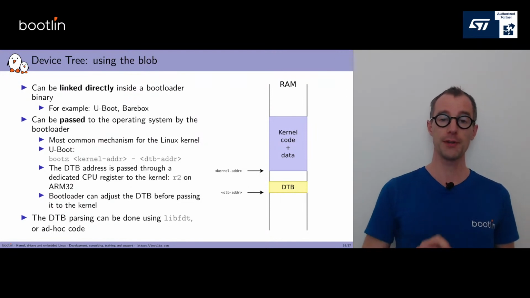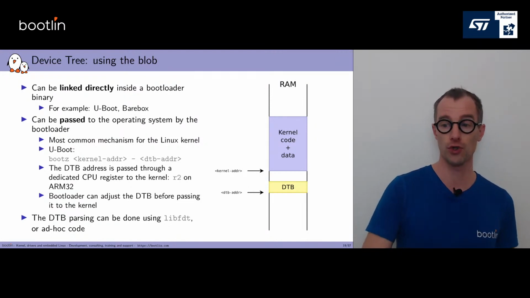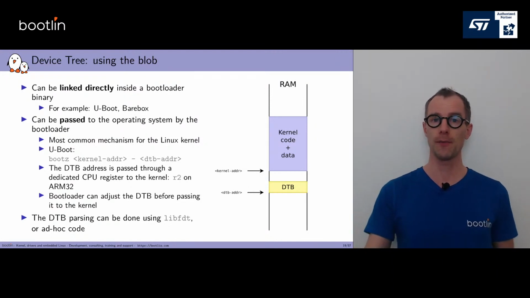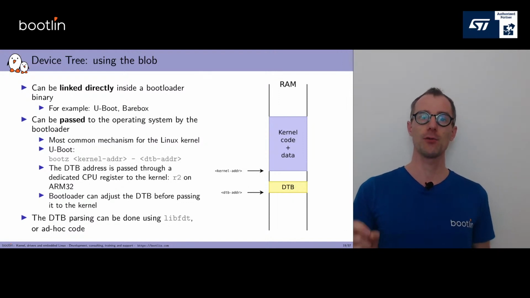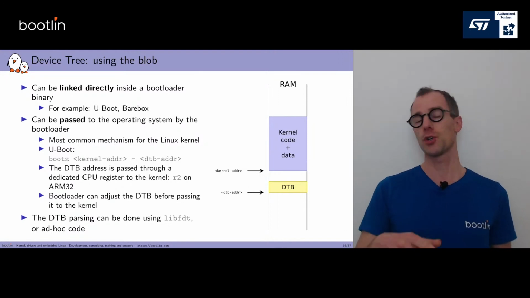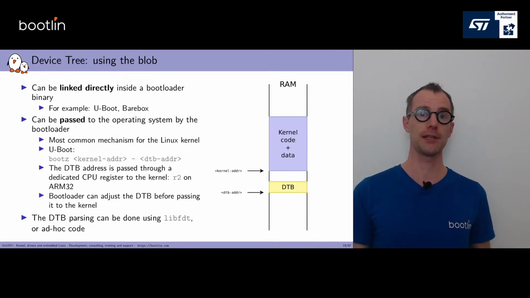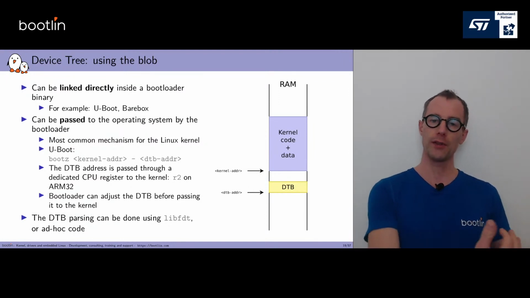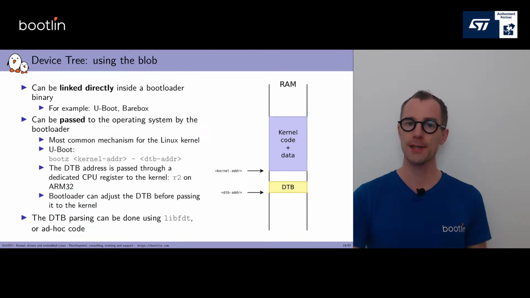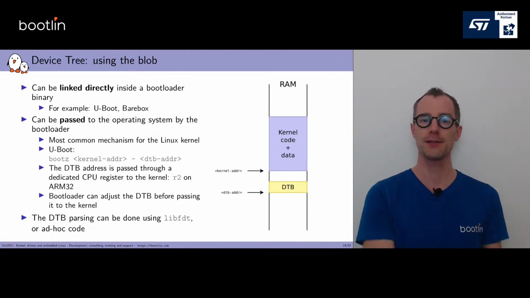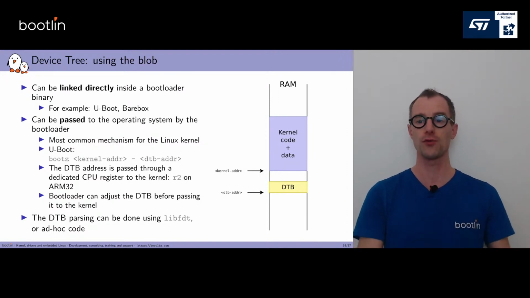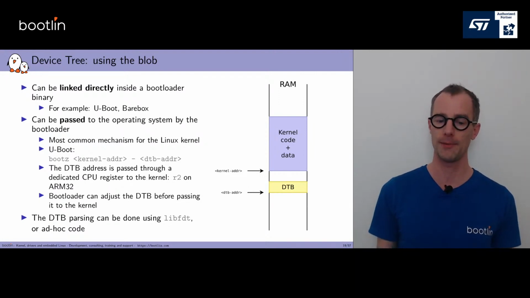When you enter this command, U-Boot is going to jump to the entry point of the kernel. But before doing that, it is going to store in a specific register, which is R2 on ARM32, the address at which the DTB is located. Thanks to that, when the kernel starts, it receives the address of the DTB in RAM, and it can access the DTB and parse it to discover the topology of the hardware.